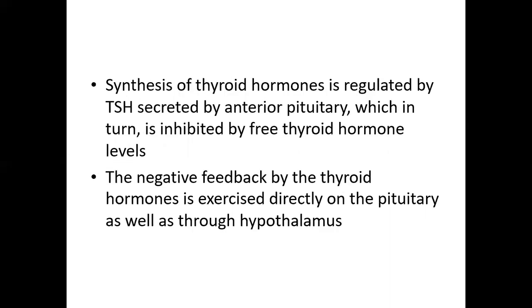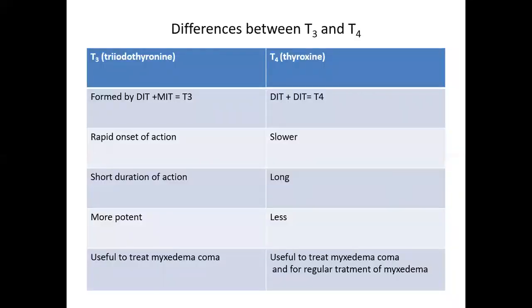So synthesis of thyroid hormones is regulated by TSH, secreted by the anterior pituitary, which is in turn inhibited by thyroid hormone. Whenever there is a fall in T4 and T3 levels, this stimulates TSH secretion from the anterior pituitary, while a rise in T4 or T3 levels inhibits TSH secretion. This is otherwise called the negative feedback mechanism. So the negative feedback by the thyroid hormones is exercised directly on the pituitary as well as through the hypothalamus.